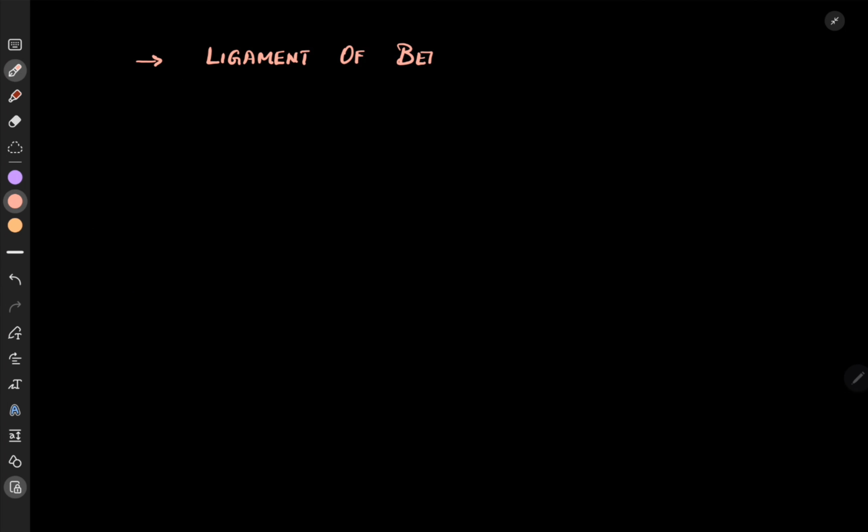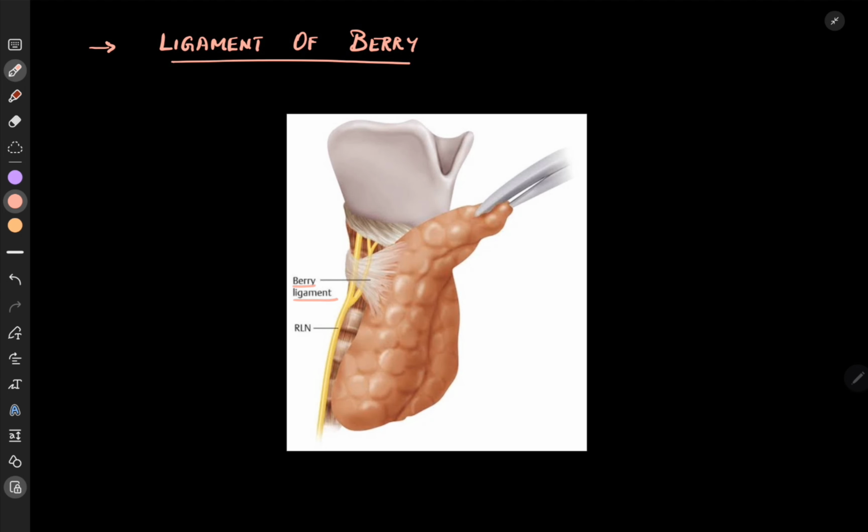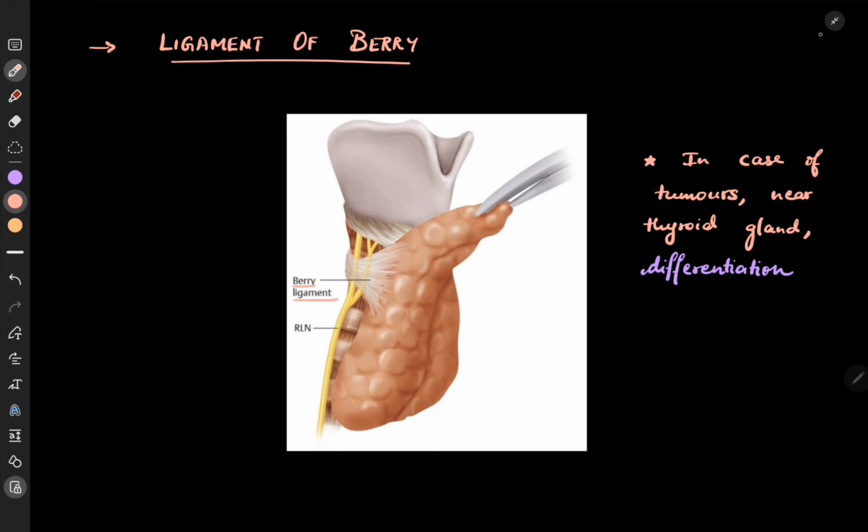Ligament of Berry. The pretracheal fascia is thickened at the level of the cricoid cartilage and gets attached to it from the medial surface of the thyroid gland. Due to this, the thyroid gland moves up and down during deglutition. It is also called a suspensory ligament of thyroid. This helps in differentiating between the neck tumors, where the thyroid gland moves with deglutition but the neck tumors do not.